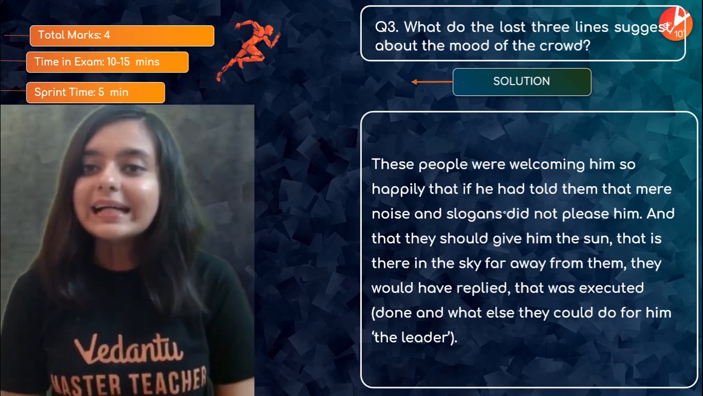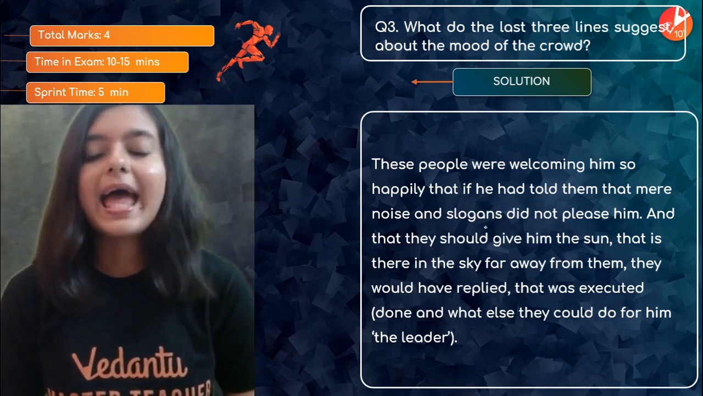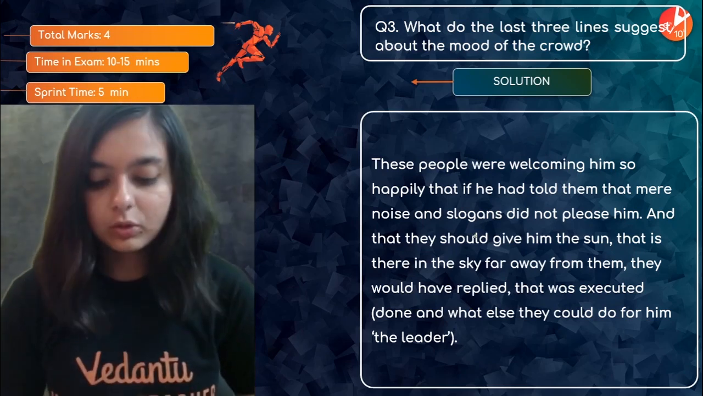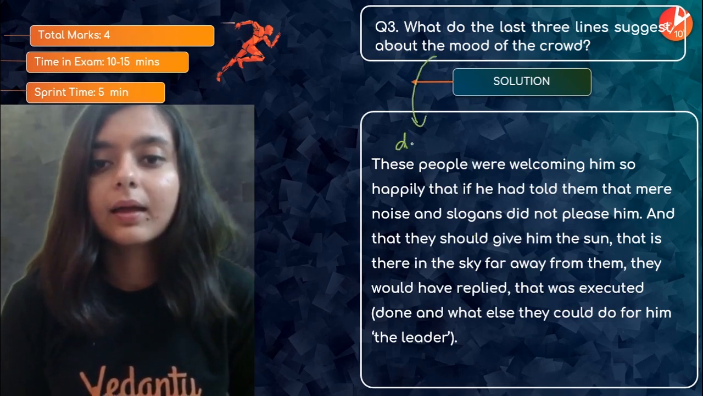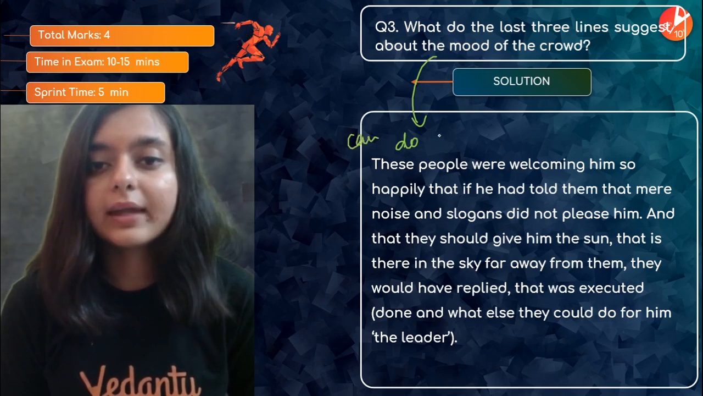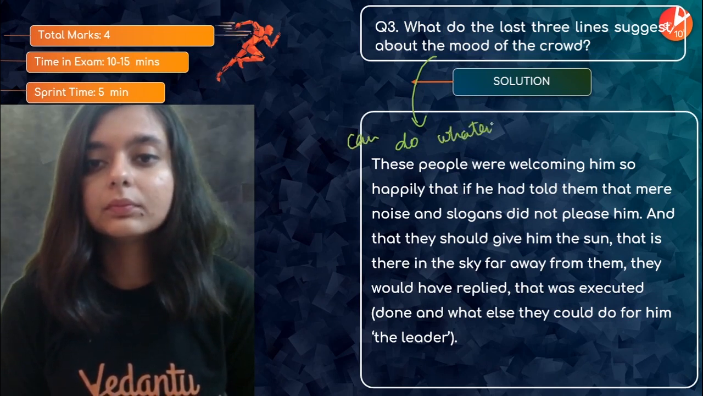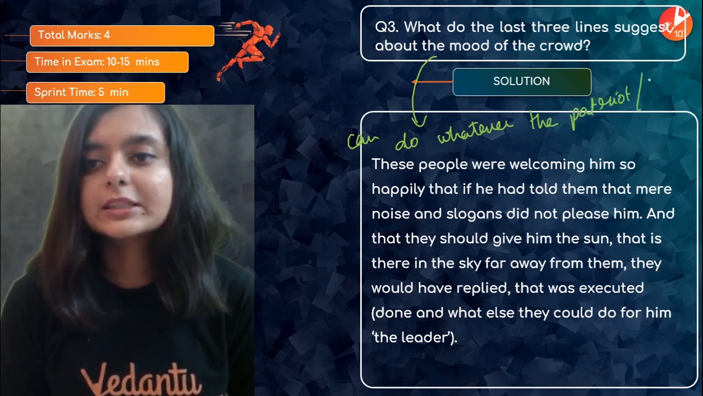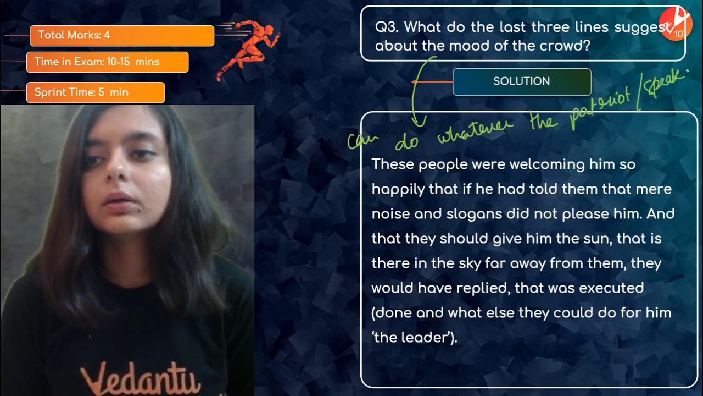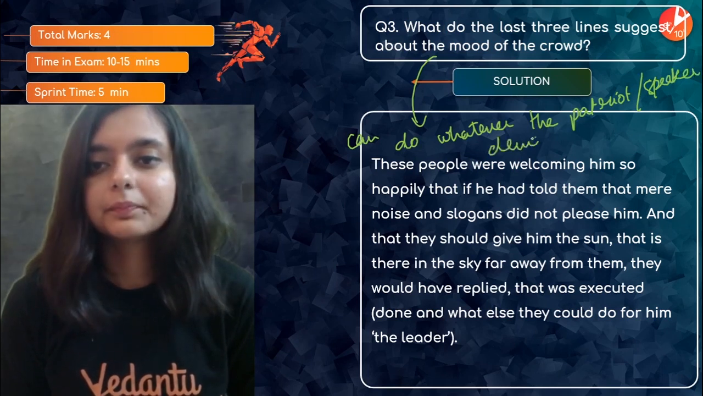Okay, so basically, what it is trying to tell you is the mood of the crowd here: that they can do whatever the patriot, or the speaker, demands.